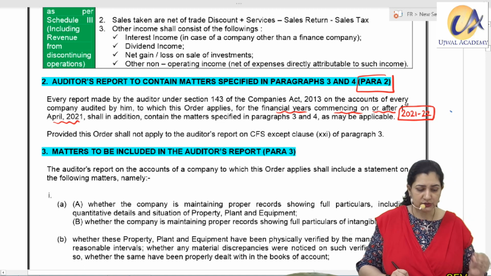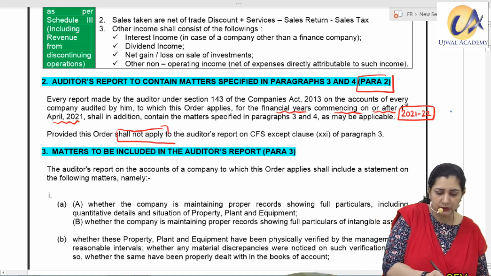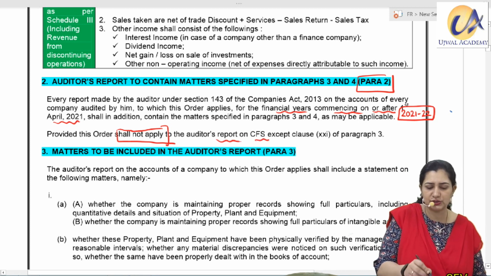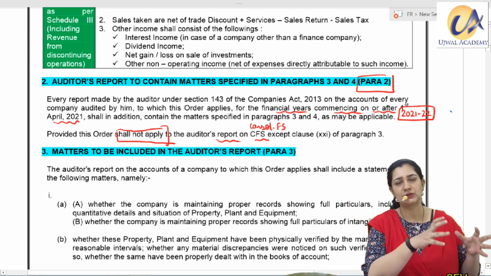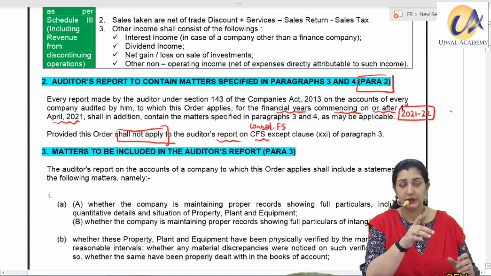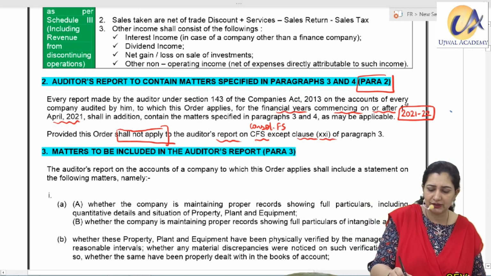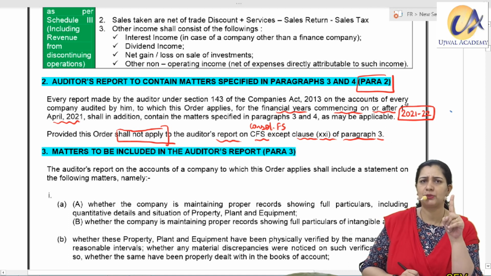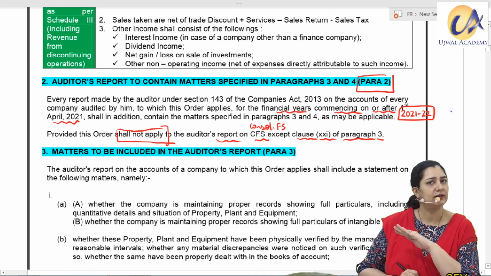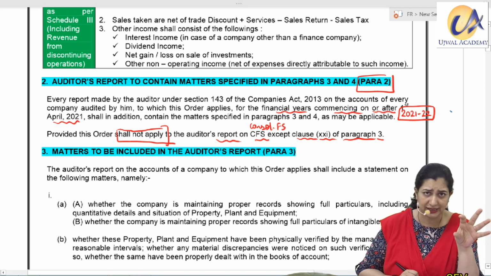Also, this says, very important, that this order will not apply to the auditor's report on consolidated financial statements. So this is not applicable to CFS. So CARO only applies to the standalone financial statements, not for reporting on CFS, except there is clause 21 of CARO, the last clause of CARO, where the CFS point is mentioned. Except that point, for CFS reporting CARO does not apply. So this is what para 2 tells me.